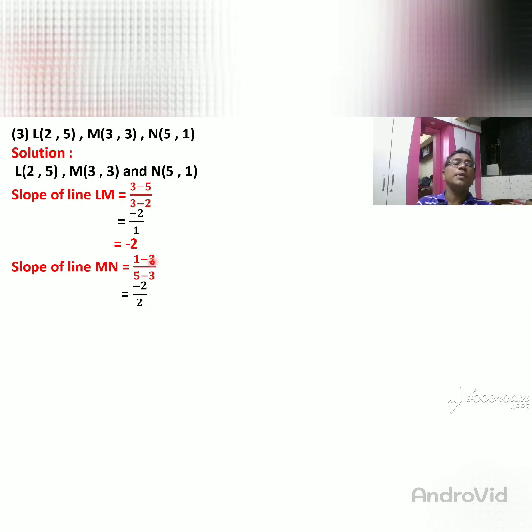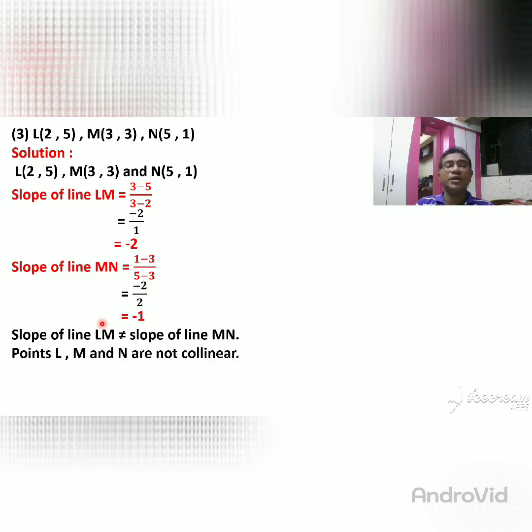So see, 3 minus 1: the signs are not the same, so we subtract. So 3 minus 1 is equal to 2, with the bigger number's sign, minus 2. 5 minus 3 is equal to 2. 2 divided by minus 2, you get minus 1. So the slope of line LM is equal to minus 2 and the slope of line MN is equal to minus 1. So the slopes are not the same, so they are non-collinear. These points are not collinear. Okay, then we are going to learn another problem.